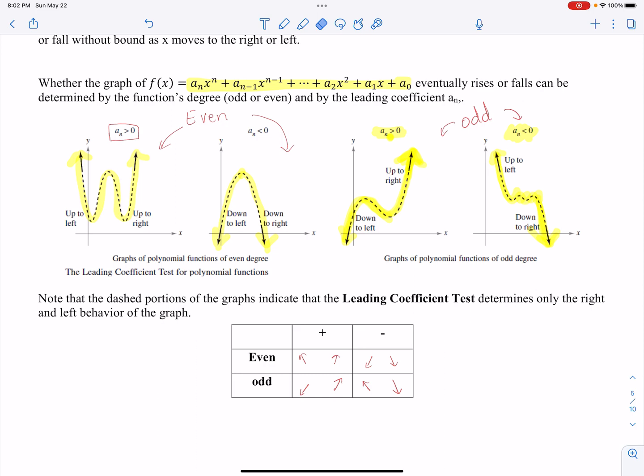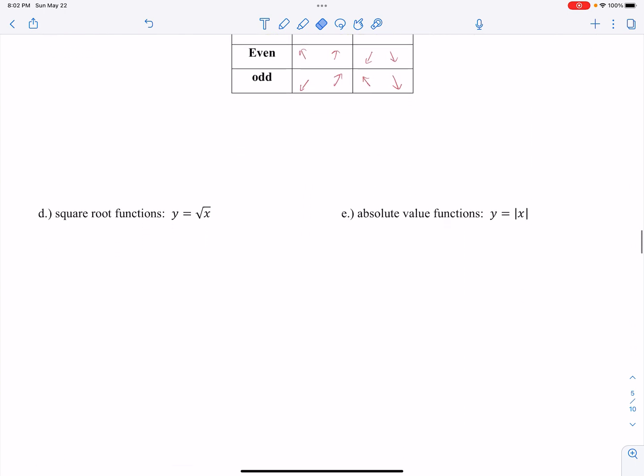So hopefully that's familiar to you. We'll come back in a second and talk about some other functions.